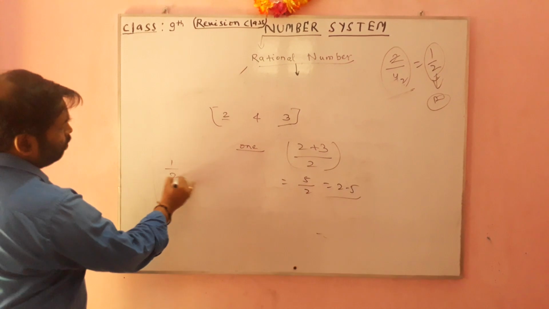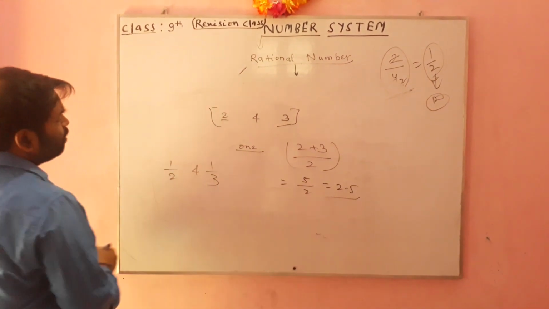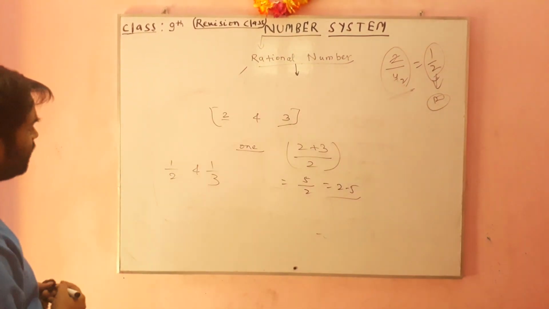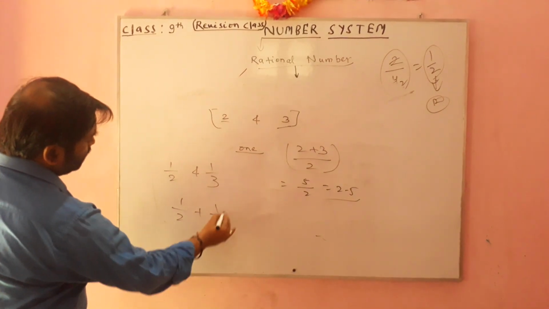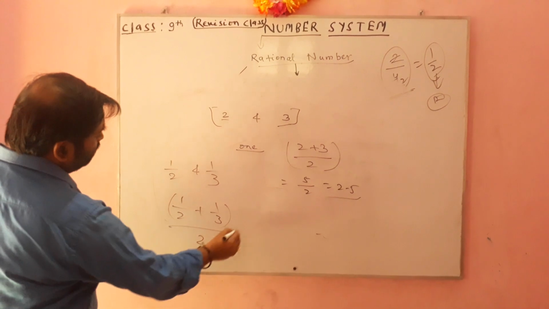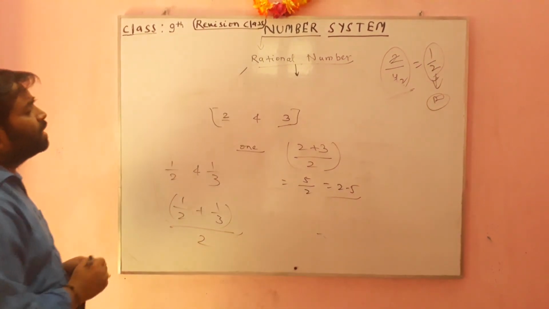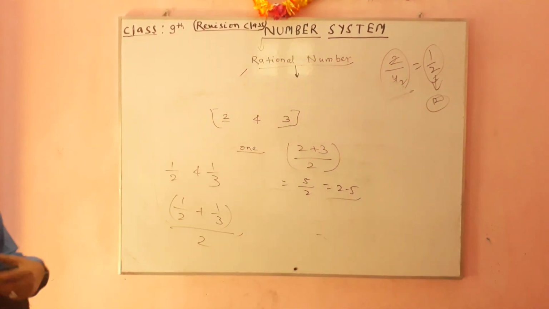Suppose 1 by 2 and 1 by 3. How could we find only one rational number here? 1 by 2 plus 1 by 3, whole divided by 2. So these are the methods for finding only one rational number.